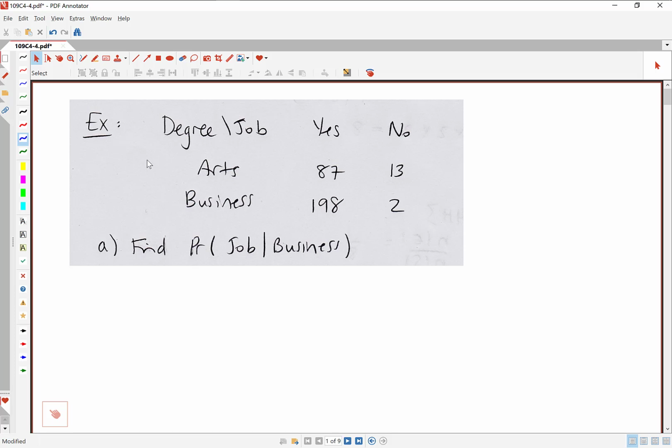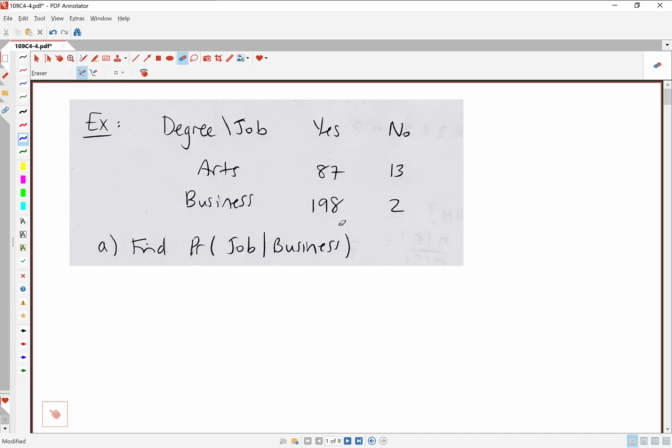So let's say we do a survey of some students and we ask them, what degree are you doing? Is it an arts degree or a business degree? And we'll ask them, do you have a part-time job? And they'll say yes or no. So here we've got the number of students who fall into each category. So first thing we're going to do is find the conditional probability of job given business.